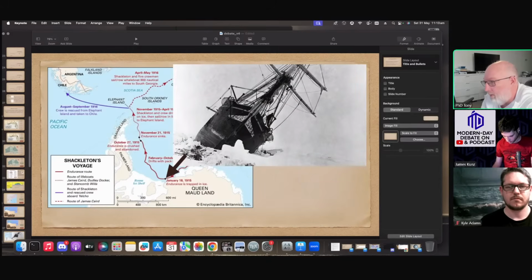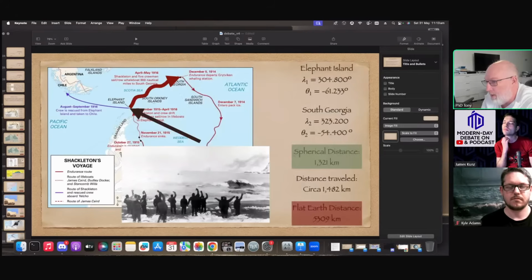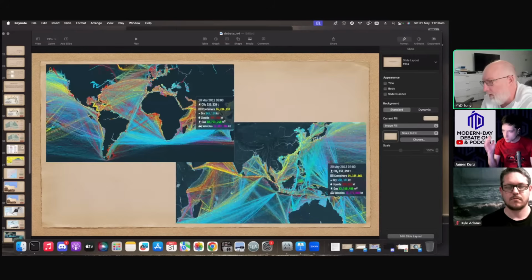Here again, we're looking at the Shackleton expedition, which had to travel from Elephant Island to South Georgia after their ship was trapped in the ice and destroyed. They sent 4 or 5 guys in a small boat that you can just see in that photograph at the bottom, and they got there because they were using spherical distance and spherical navigation techniques.